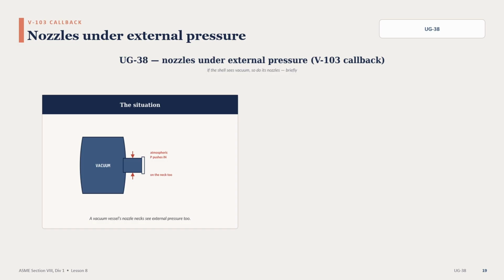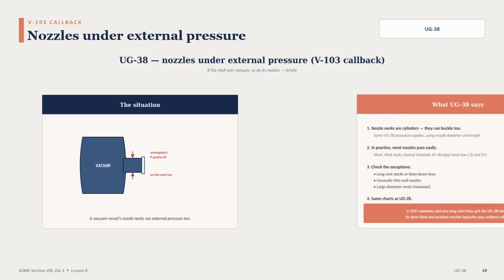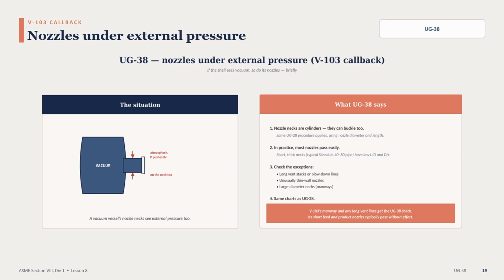But atmosphere also pushes on the outside of every nozzle neck. Nozzle necks are cylinders. Cylinders under external pressure can buckle. So UG-38 says check them too. 4 things to know. 1. Same UG-28 procedure applies, just using the nozzle diameter and length instead of the shell's.